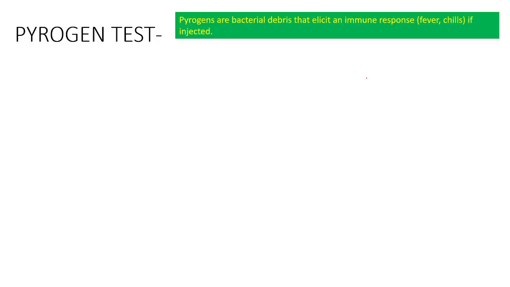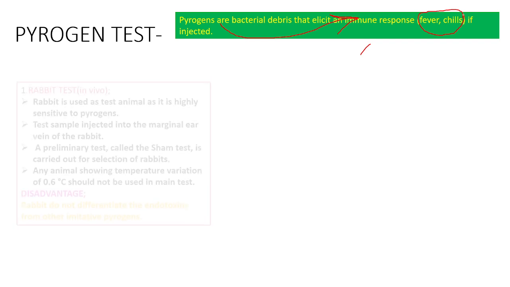Next one is the pyrogen test. A pyrogen can elicit an immune response, meaning it will activate our immune system. By activating our immune system, it produces fever and chills. Any substance that activates our immune system and produces fever and chills, we can call a pyrogen.